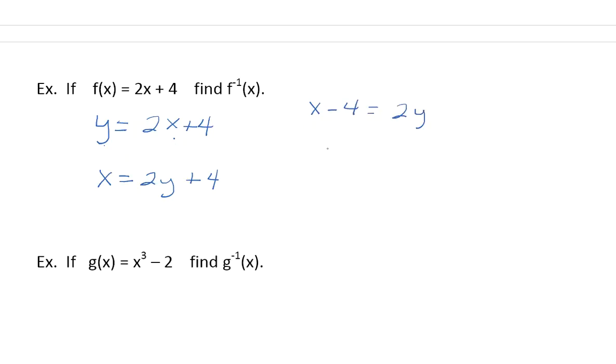And then we'll divide both sides by 2. Well, divide everything by 2. So then I'll get x over 2 minus 2 equals y. And that is the inverse of the original function.